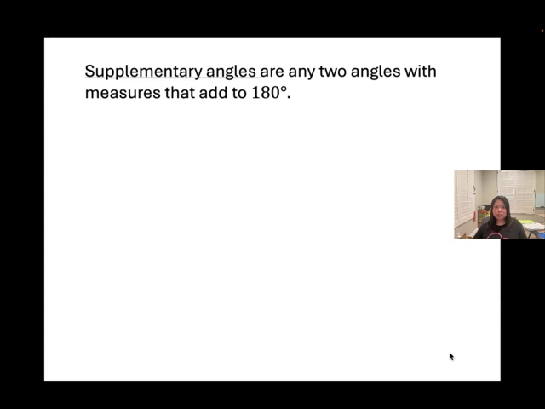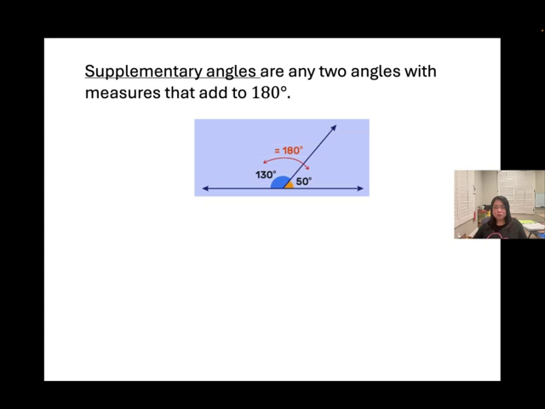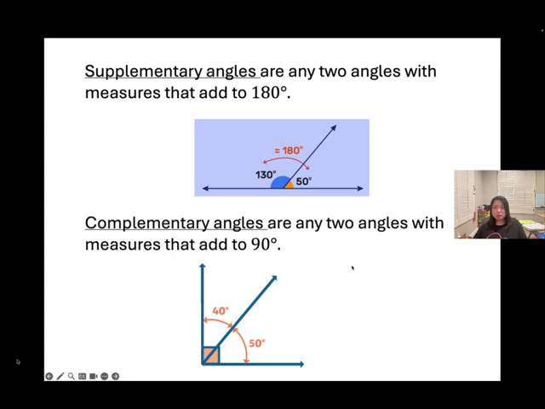Supplementary angles are any two angles with measures that add to 180 degrees. If I have two angles, just like these two angles, 130 and 50, when they are added up, that's equal to 180 degrees. We could say these two angles are supplementary angles. Complementary angles are any two angles with measures that add to 90 degrees. So you could see 40 plus 50 degrees will be equal to 90 degrees, and we call these complementary angles.